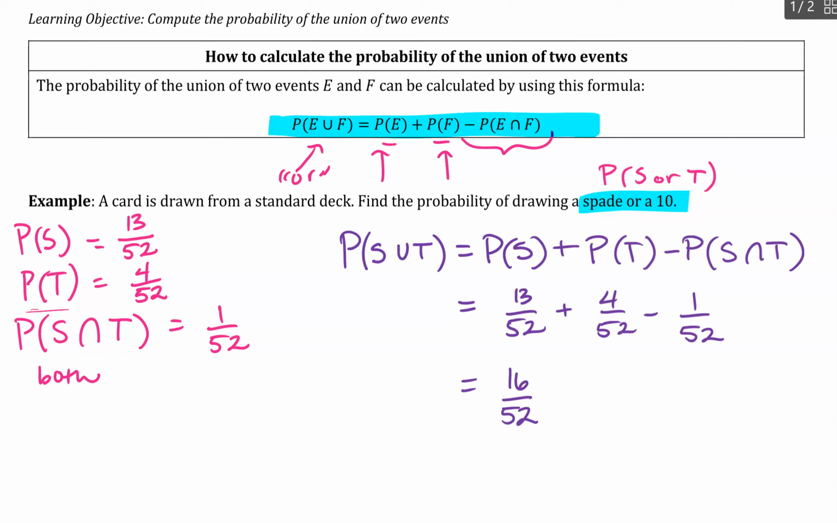Now this we can simplify, reduce it down, divide by 4, and we get 4/13. That's our answer as an exact fraction.